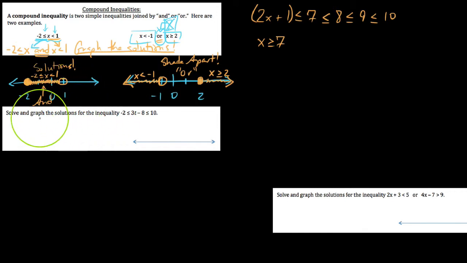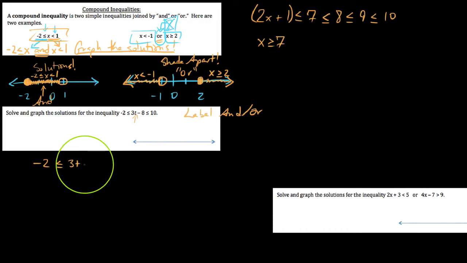So when we look at this first example, it says solve and graph the solutions for the inequality. And how about we label it too? We label and or. Let's make that the last directive here. What you're going to see is interesting here. Now this is a little bit different from what we just saw up here in graph. You're going to notice that the t is not isolated. So what we're going to do is this, and it's going to seem odd at first, but we have 3t minus 8 in the middle, less than or equal to 10.